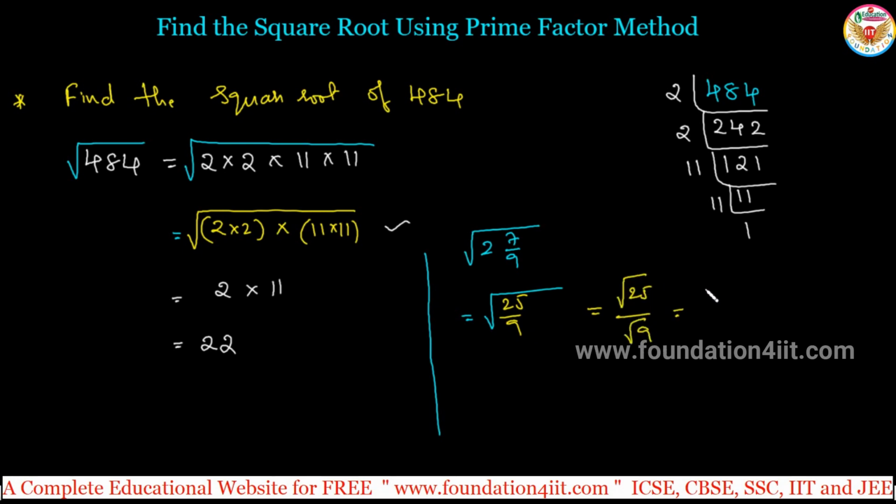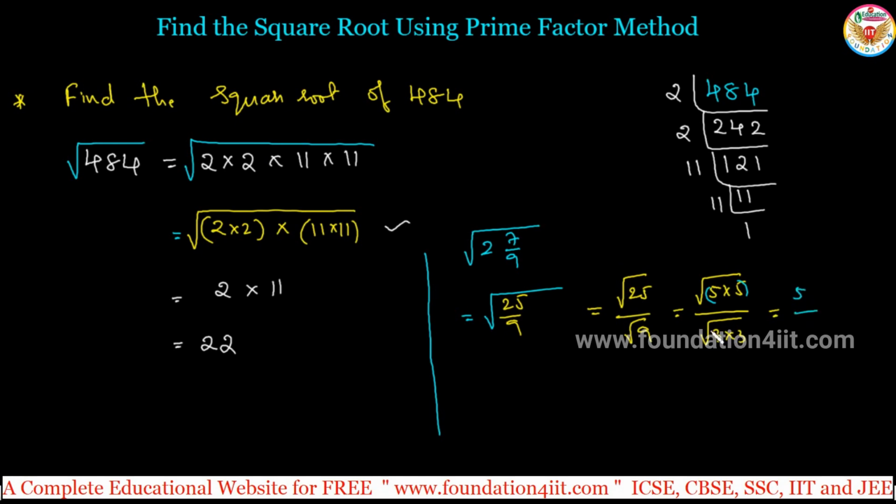Root 25 is nothing but 5 into 5, if you do prime factorization. Root 9 is 3 into 3. Now we take only one from each set: because of this pair, one 5 we can take, and because of this pair, one 3 we can take. So the square root of 25 by 9 is 5 by 3. Even decimals will work the same way.